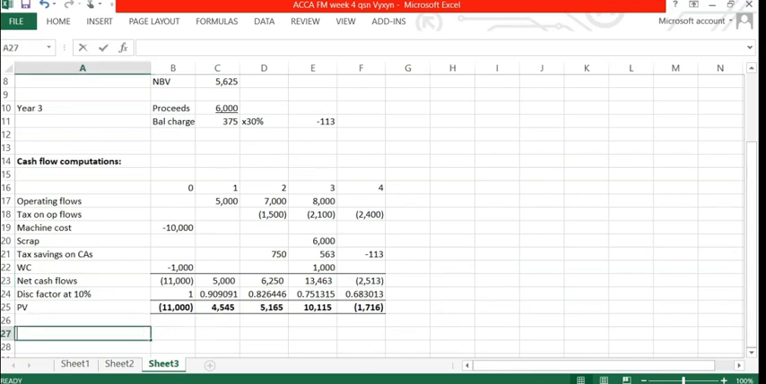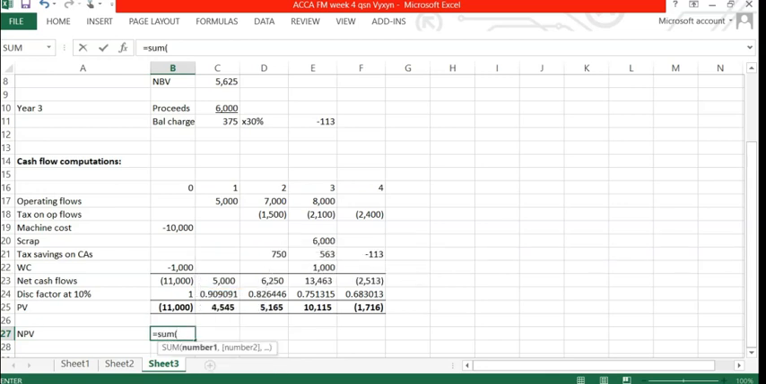The NPV is just going to be the addition. You just have to add across. So your NPV is going to be equal sign sum, this much across, enter. So that's $7,109. That should be the NPV. If you add across, you should come to that value. So as the NPV is positive, therefore accept the project.